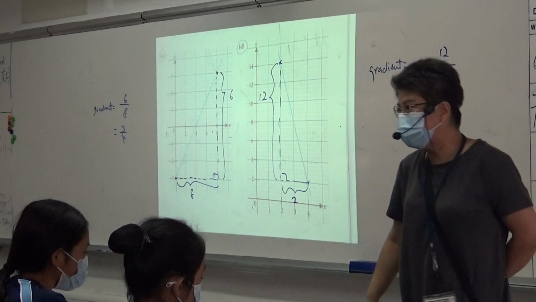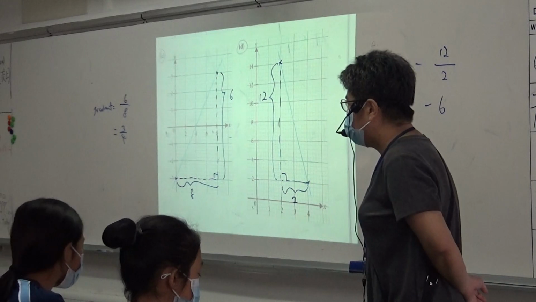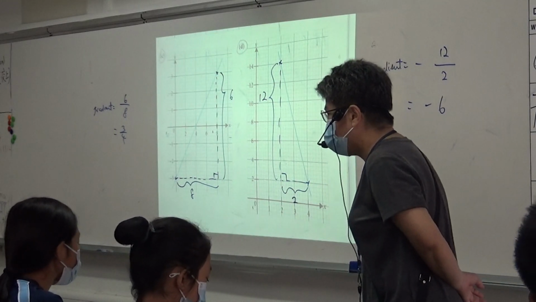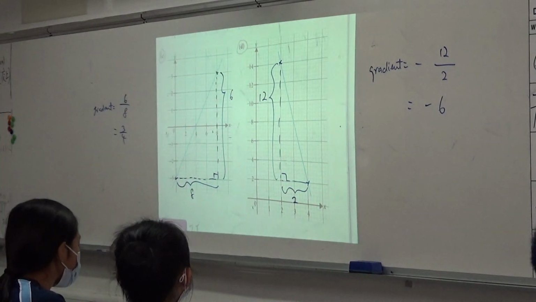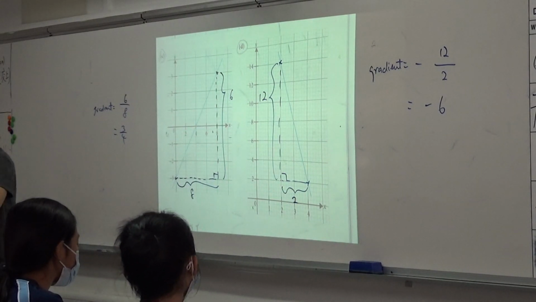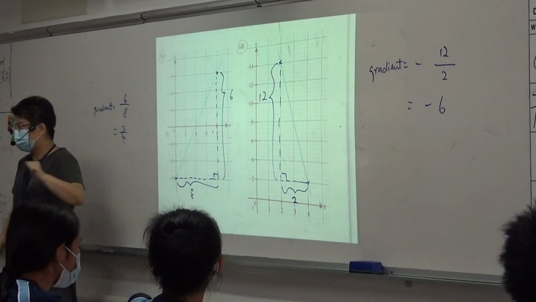You must give me the correct number. If not, it's the other way around. Everybody clear now? Yes or no? Yes. So, moral of the story: choose two convenient points, decide whether it is positive or negative first, then you do vertical over horizontal.